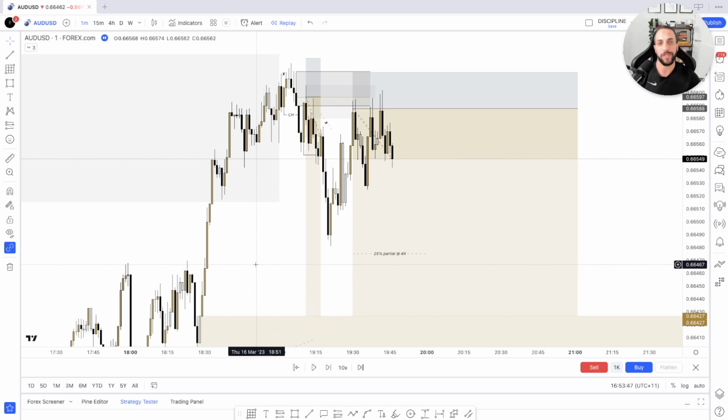But the best thing to do, especially if you've got a software like Trade Assistant or Magic Keys, which is automatically going to take your partials for you, set those limits where it will be AUD USD partial taken or AUD USD stop loss hit, and go and do something else.